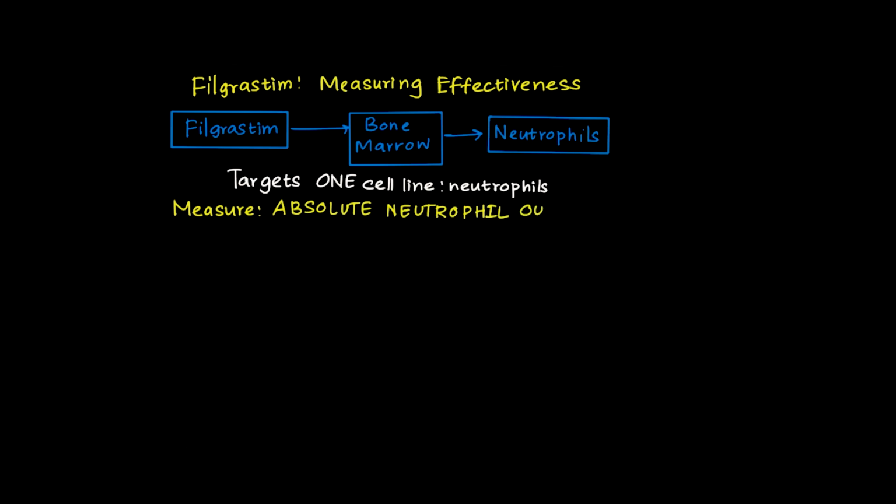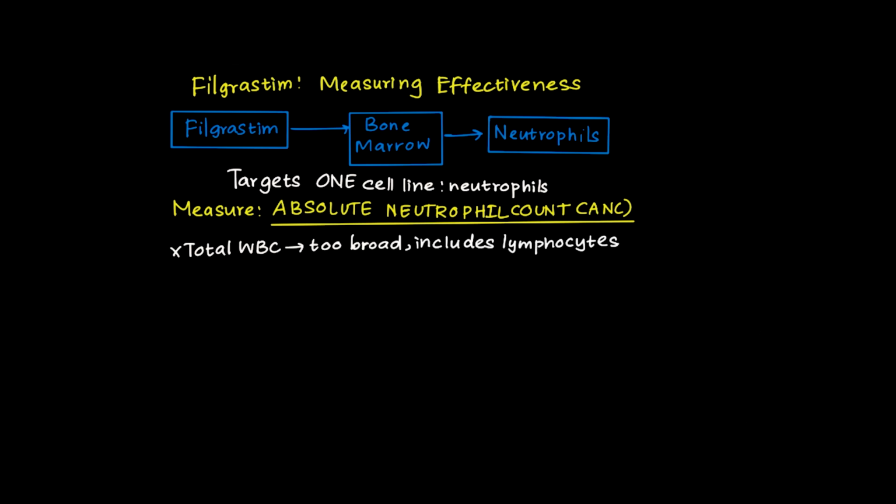So to measure whether it's doing its job, you look at the specific count of the cells it's designed to produce. The total white blood cell count is too broad. It lumps together neutrophils with lymphocytes, monocytes, eosinophils, and basophils. The WBC could go up because lymphocytes increased, not neutrophils, and you'd think the drug is working when it isn't targeting those cells at all. The ANC strips away the noise and shows you exactly what filgrastim is doing.